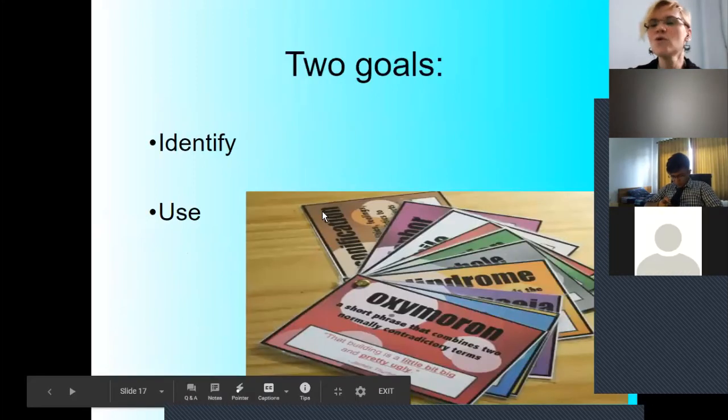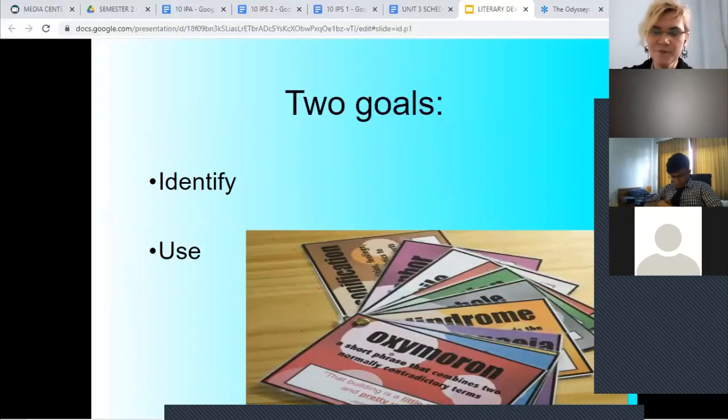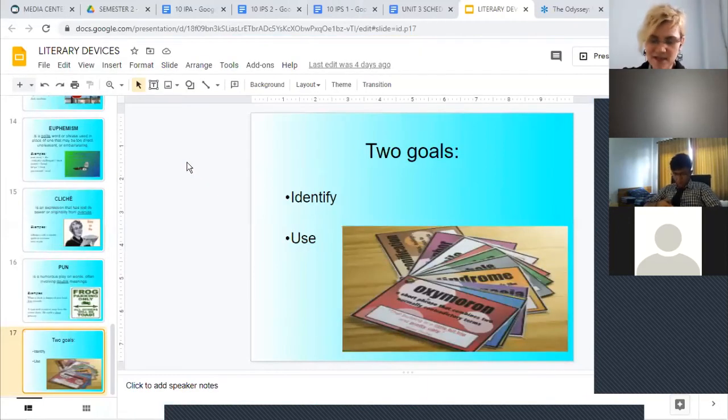Now, what are the two goals of this? First, you need to be able to identify techniques and you need to be able to use them. Those are the two things that are most important. The ability to identify them in the Odyssey that we're reading and being able to use them. Okay, bear with me. I still got 5 minutes, dudes. We're almost there.